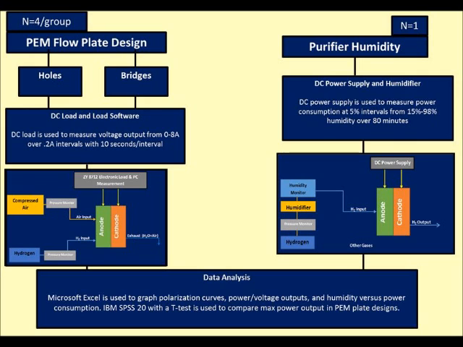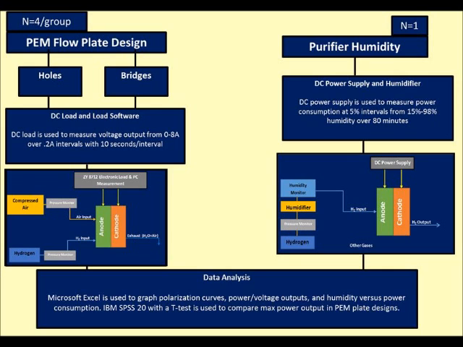The purifier was tested using a power supply and bubbler humidifier as shown in figure 15 and is depicted in this diagram. As you can see, pure hydrogen is passed through the humidifier and a humidity monitor and then introduced into the purifier, which is drawing power from a power supply.